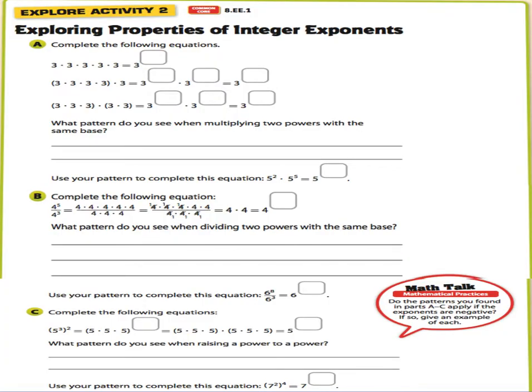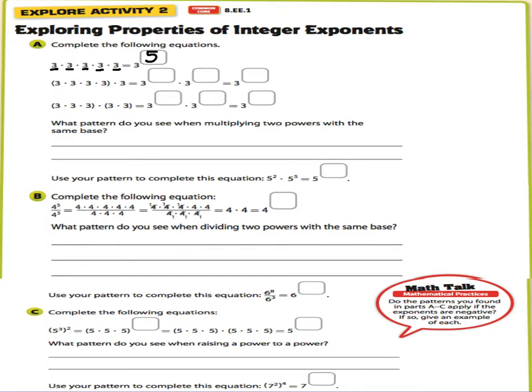The next thing we're going to talk about is exploring the different properties of integer exponents. So let's take a look back at what exponents mean. When I have repeated multiplication, I can take that number that I'm multiplying, 3, and I'm doing it 5 times. So 3 becomes my base, and 5 is my exponent because that's how many times I'm multiplying it by itself.